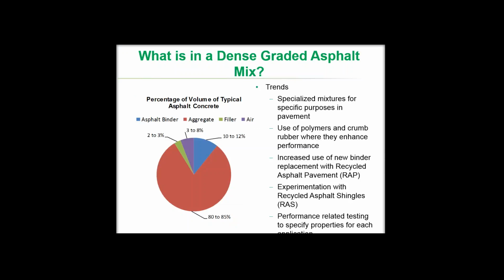What is a dense graded asphalt concrete made of? And this is actually the same slide that Tom showed, emphasizing that it's 80 to 85% aggregate by mass. But we can also see that there's 10 to 12% asphalt binder in there. There's 2 to 3% dust and air voids.